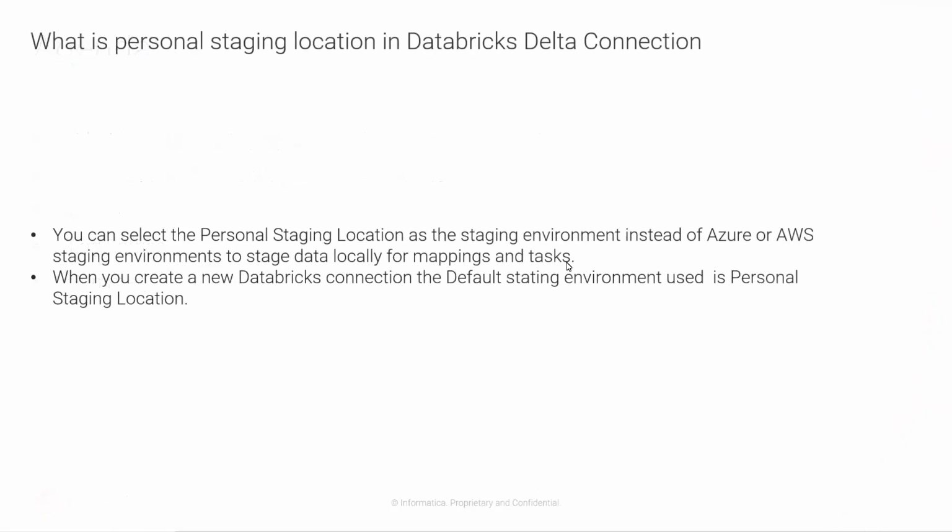Moving on, what is personal staging location in Databricks Delta Connection? In the current flow, you can only select AWS or Azure for staging the temporary staging files which are created, but from the October release onwards, you can use the personal staging location. When you create a new Databricks Delta connection, by default, it will point to personal staging location. You can switch to AWS or Azure based on your requirements.